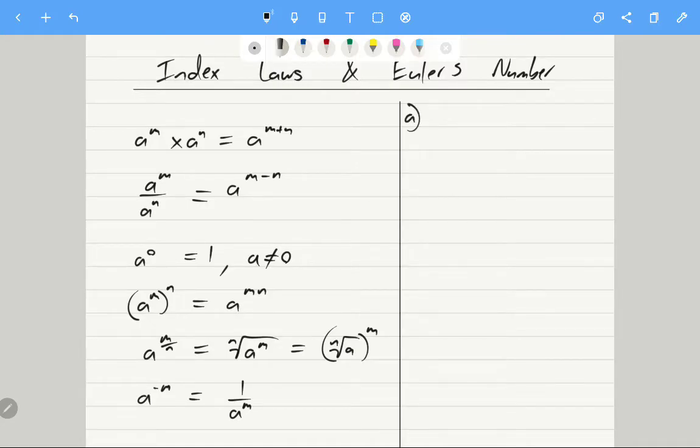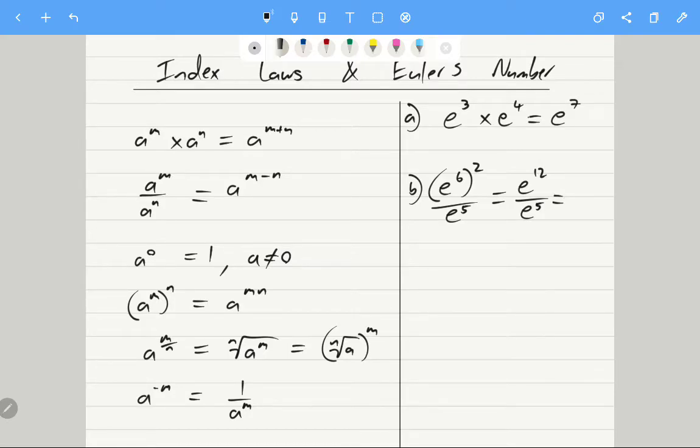So for our first one, let's just check a nice one. If I have e to the 3 times e to the 4, this would be equal to e to the 3 plus 4, which is 7, using the first index law. If I have e to the 6 all to the power of 2 over e to the 5, well, this would be equal to e to the 12 by the 4th index rule over e to the 5, right? Because 6 times 2 is 12.